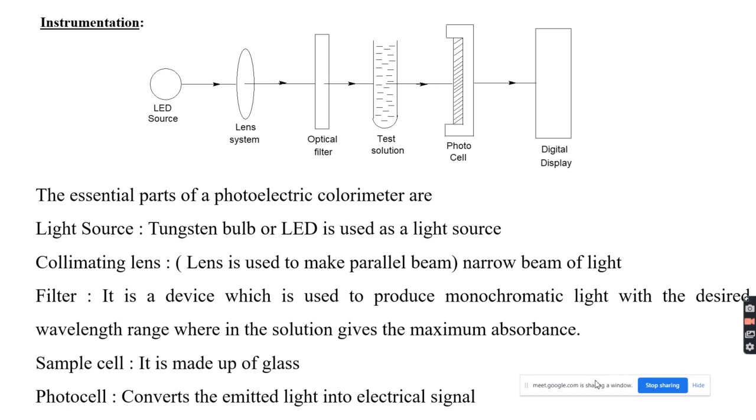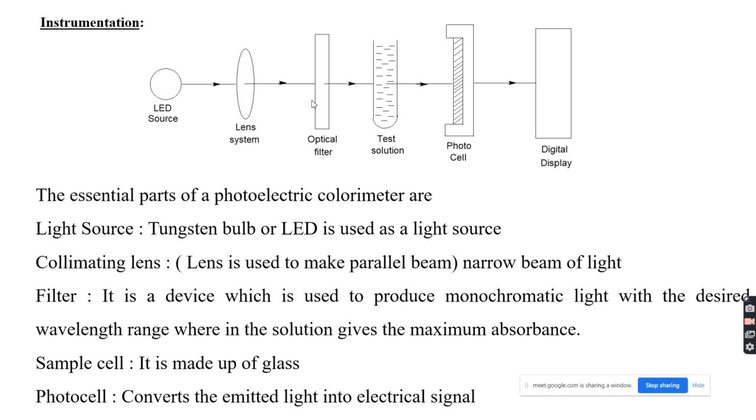It is introduced to the instrument, and that light is absorbed by some amount of the solution present, absorbing some light energy and giving a reading. But what are the essential parts present in the instrument? The essential parts of a photoelectric colorimeter are, the first thing, the light source.